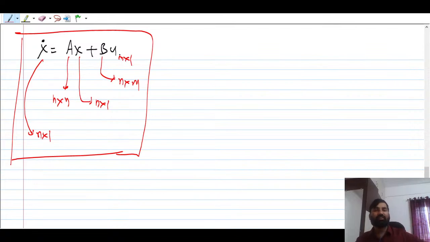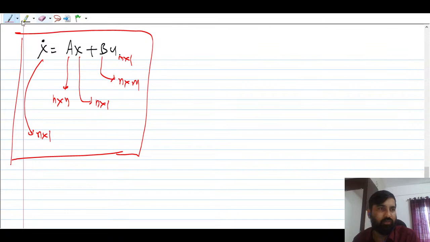So the differentiation of the state vector, x dot, what is the size of that? n cross 1. It matches with the state vector. Please remember, this is how we decide the order of all these three matrices. The order of the differential state vector must be equal to the order of the state vector. That is very important to observe.